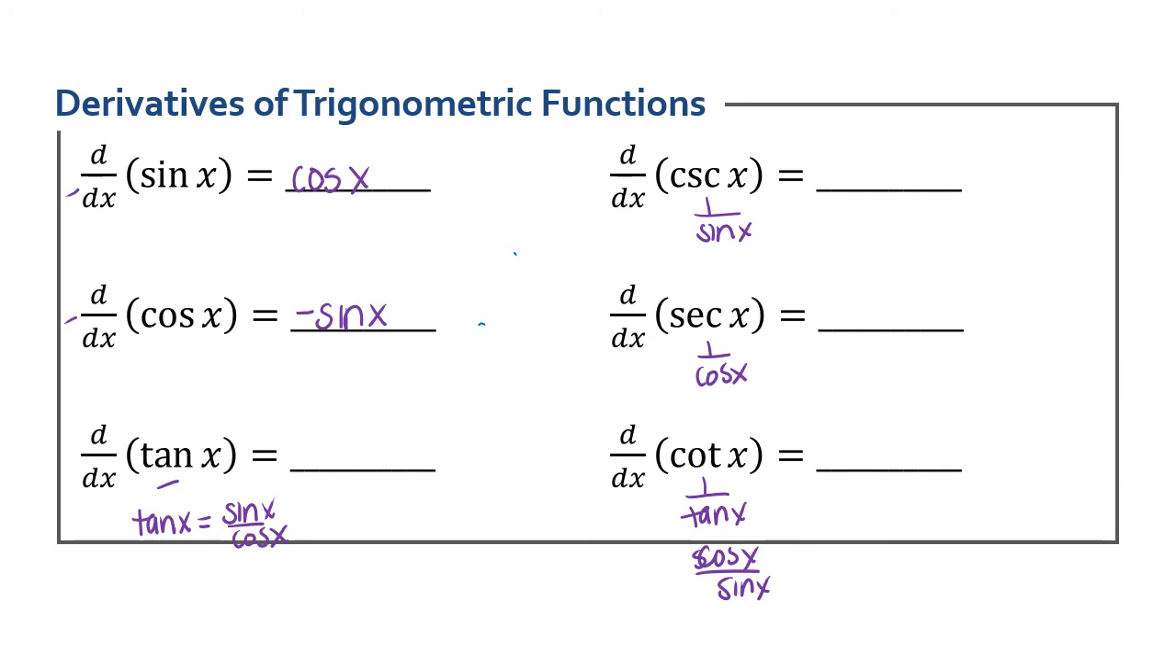The derivative of the tangent function is secant squared x. The derivative of the cosecant function is negative cosecant x cotangent x. The derivative of the secant function is secant x tan x, so secant of x times the tangent of x. And the derivative of the cotangent function is negative cosecant squared.